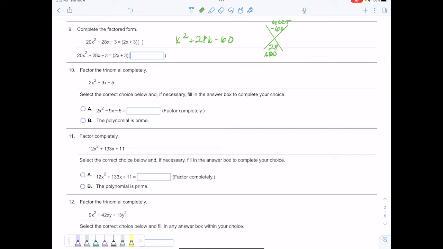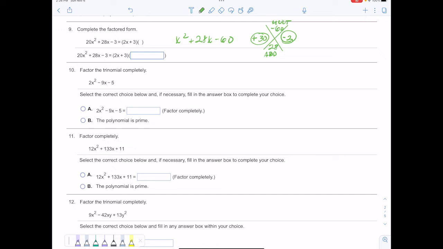And I'm going to, again, for my signs, I have a positive, and then a positive times a negative is a negative. So I'm going to have a positive and negative number. They have to multiply to give you -60, and they have to add to give you a 28. So that would be 30 times -2.